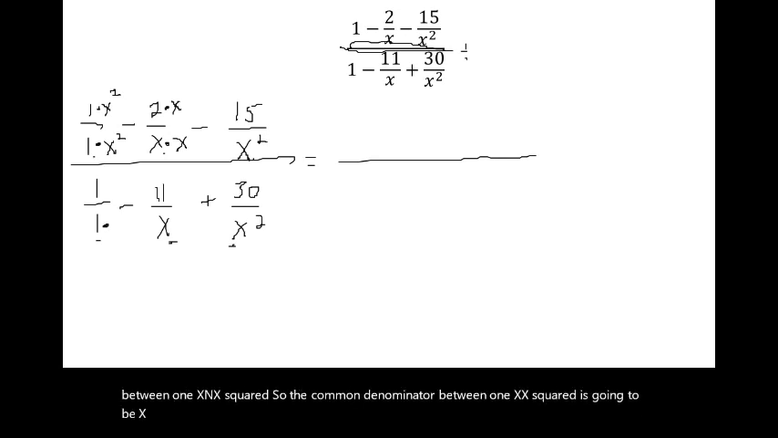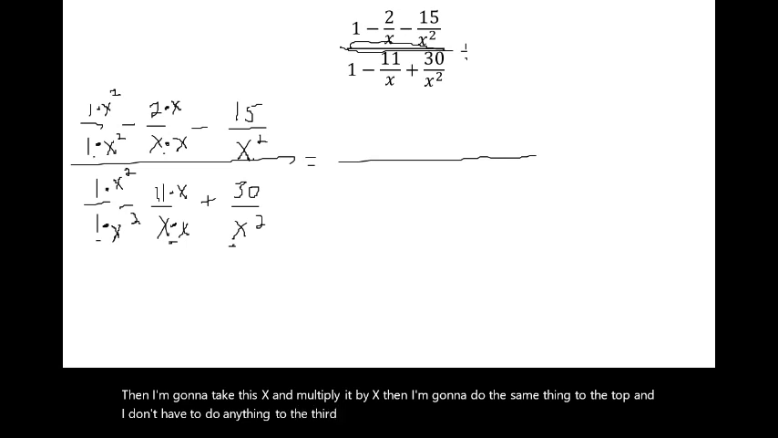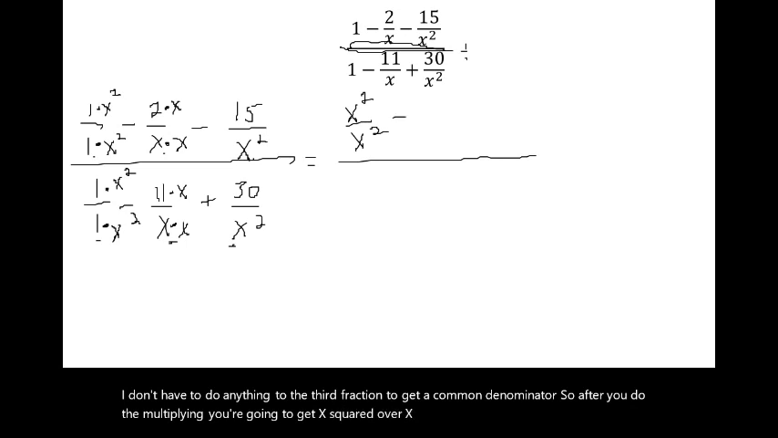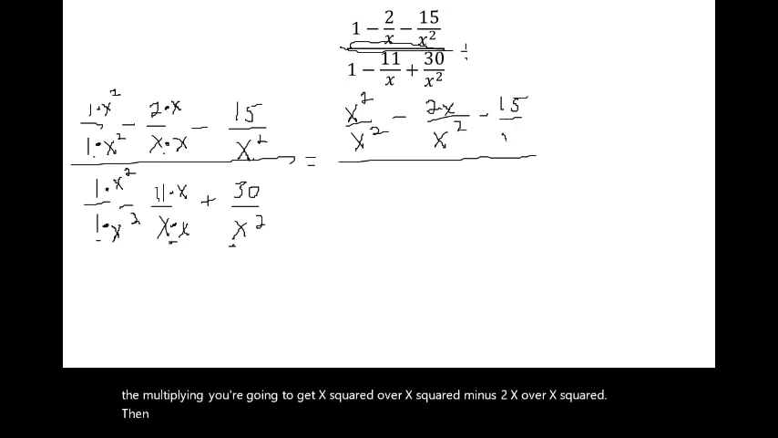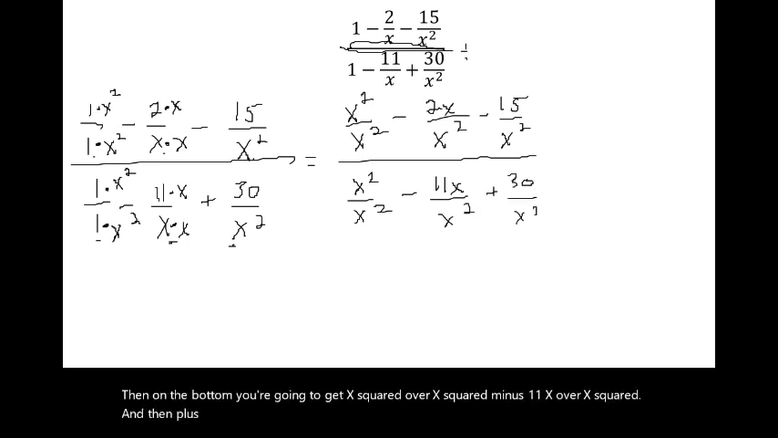So I'm going to take this 1, I'm going to multiply it by x squared, and do the same thing to the top. Then I'm going to take this x and multiply it by x. Then I'm going to do the same thing to the top, and I don't have to do anything to the third fraction to get a common denominator. So after you do the multiplying, you're going to get x squared over x squared minus 2x over x squared, then minus 15 over x squared. Then on the bottom, you're going to get x squared over x squared minus 11x over x squared, and then plus 30 over x squared.